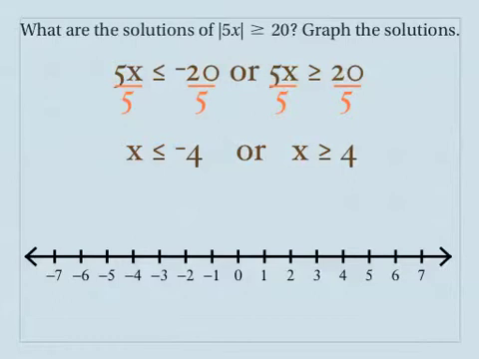Remember, when we have or compound inequalities, you have to shade in opposite directions. We need a closed dot at negative 4 because it's less than or equal to, and we need a closed dot at positive 4 because it's greater than or equal to. We need to shade x is less than negative 4 and then shade for x is greater than positive 4. So we have solved our inequality and graphed our solutions.